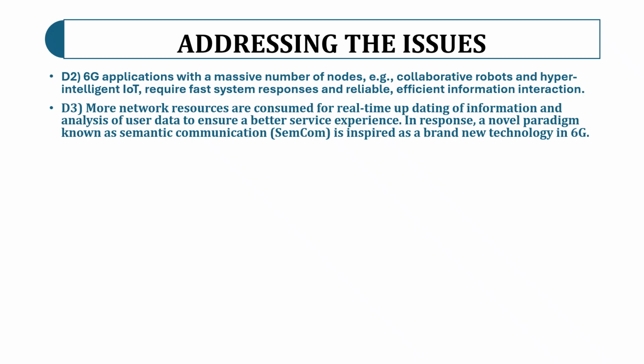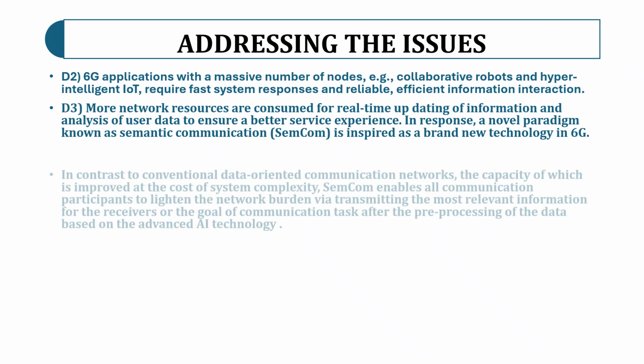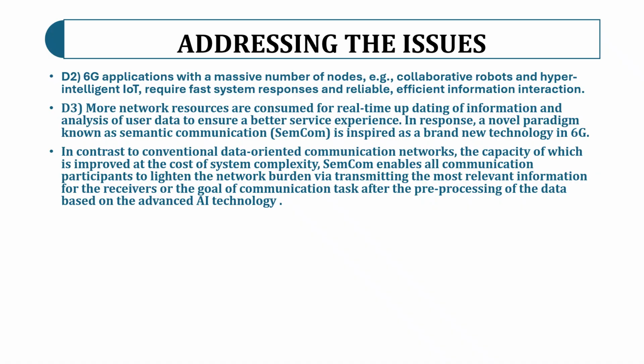So in response, semantic communications is inspired as a brand new technology in 6G. It is a highly required technology. The capacity of 3G, 4G, and data-oriented communication, you can say 1G to 5G, is improved only at the cost of system complexity. But SemCom enables all communication participants, like me, whose burden of data is very high, to transmit to the receivers only the data which is relevant. It transmits the data after pre-processing, and it uses AI technology for that.